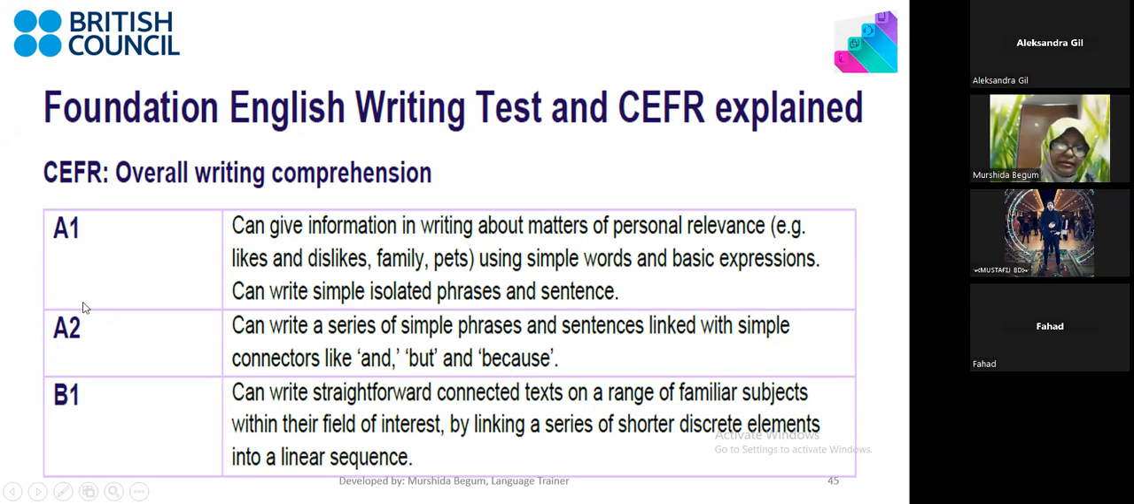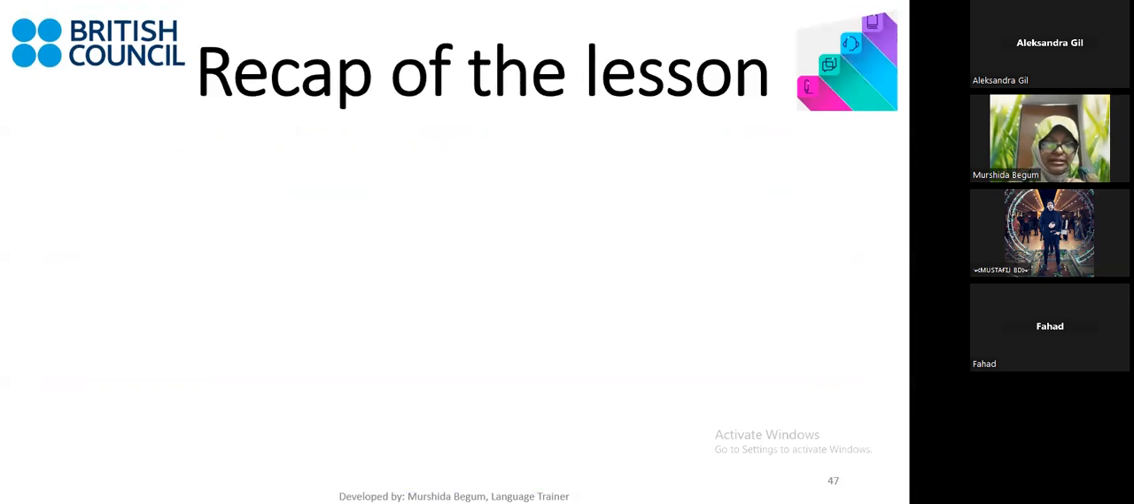The candidate is awarded A2. And for B1, can write straightforward connected text on a range of familiar subjects within their field of interest by linking a series of shorter discrete elements into a linear sequence, and that is when a candidate is awarded B1. So I have given you ideas about the individual tasks, how they can achieve, and this is the overall writing task on what band score they might be getting. So that is the practice test.